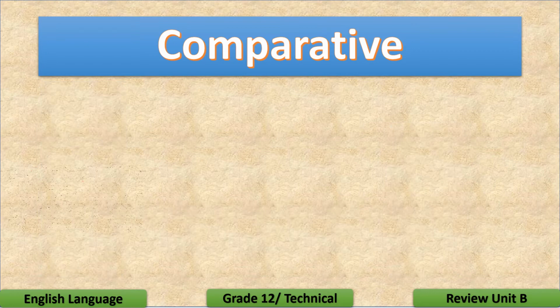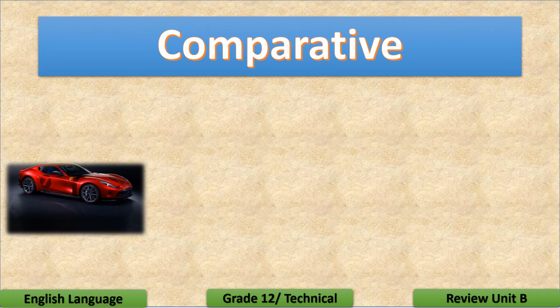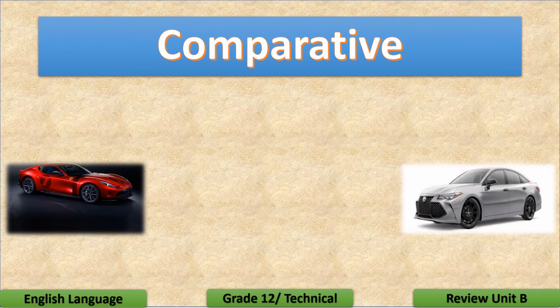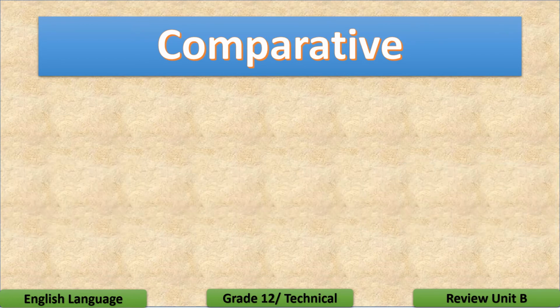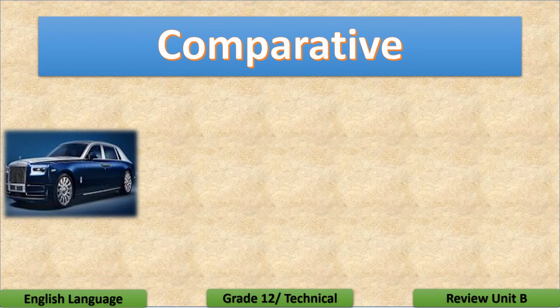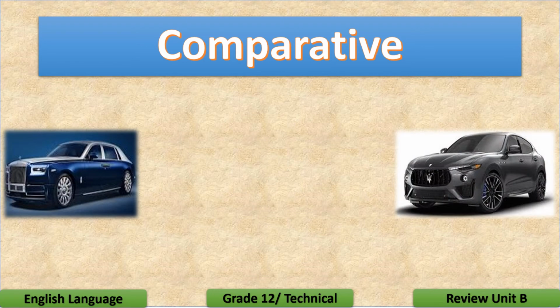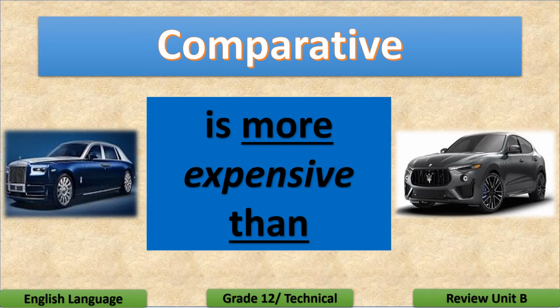Another example, we have this very fast car, Ferrari, and we have another car to the right. So we say the first car, Ferrari, is faster than the second car. A third comparison here between this very expensive car, the Rolls-Royce, with this car to the right. So we say the first one is more expensive than the second car.